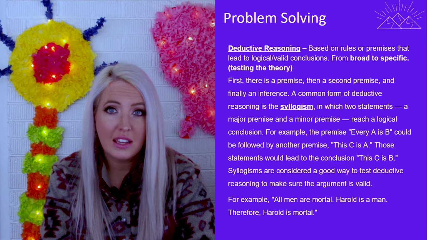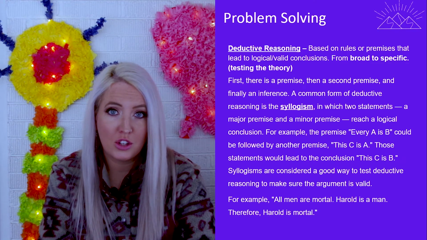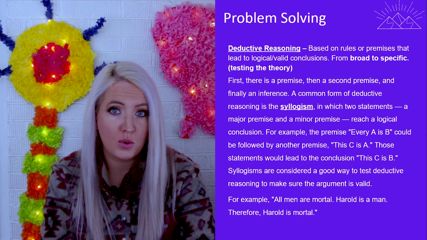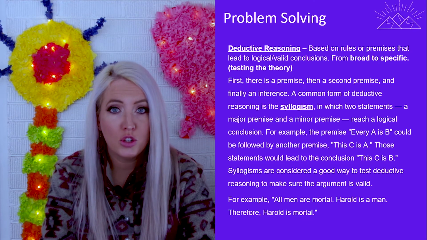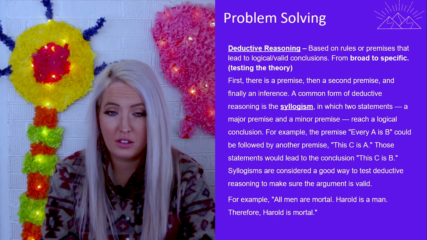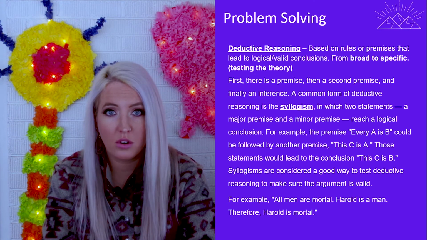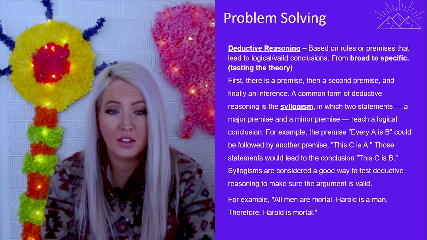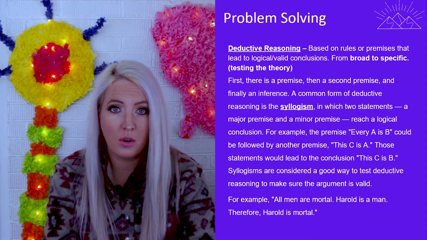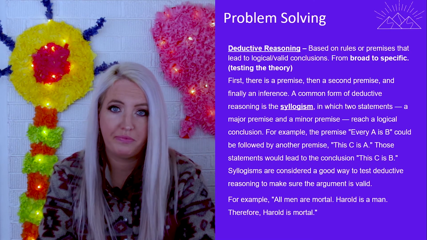And deductive reasoning is when we go from broad to specific, taking generalizations and then applying it to specific examples. Syllogisms are a great example of how we could use deductive reasoning. If we take two true statements, such as all men are mortal and Harold is a man, we can reasonably conclude then that Harold is mortal. That would be an example of deductive reasoning, because we start with this broad idea that all men are mortal, and we can apply it to Harold specifically, and it leads to a valid conclusion.